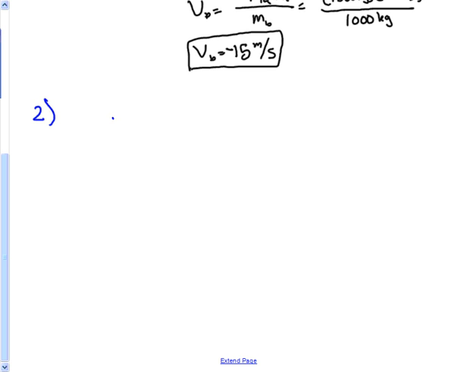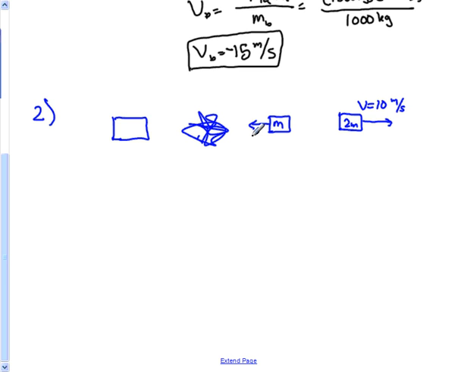So this is question 2. We have an object that is sitting here, and there's an explosive in there, is what we know. So it explodes, and we have a part of it that has a mass m go that way, and this way, I guess I need to draw the arrow, goes a part with mass 2m in that direction. We know that the velocity here is 10 meters per second. So the question is, what is the velocity of this one?